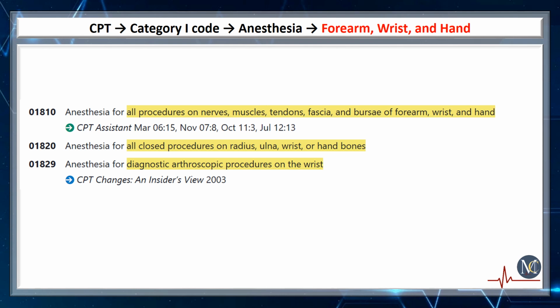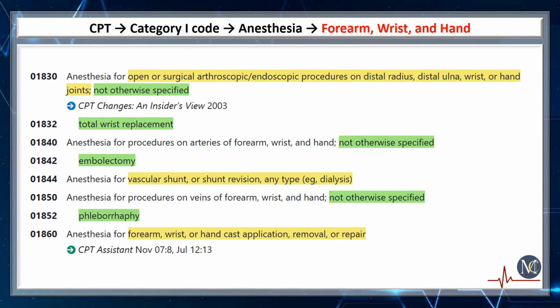Next code is 01829. Anesthesia for diagnostic arthroscopic procedures on the wrist. Next code is 01830. Anesthesia for open or surgical arthroscopic endoscopic procedure on distal radius, distal ulna, wrist or hand joint, not otherwise specified. The part of the radius connected to the wrist joint is called the distal radius. The lower end of the ulna forms part of the wrist joint.